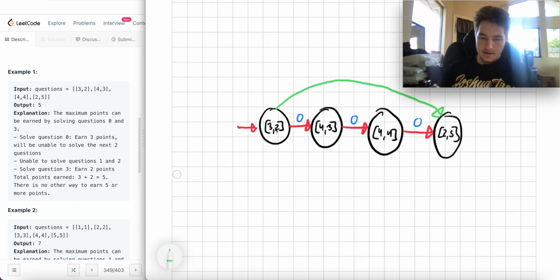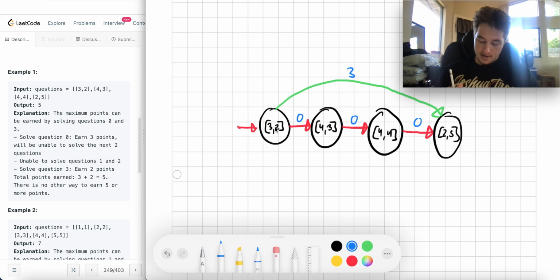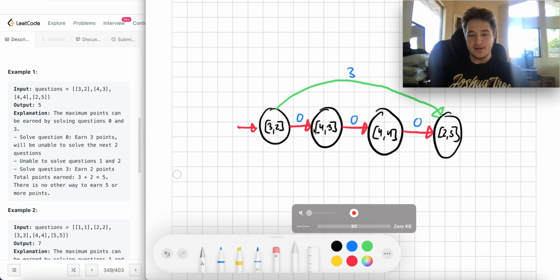Right? If I do that, I get 3 points. So these blue values are the amount of points I get for traversing an edge. If I skip, if I don't decide to take this path, I can take this path, and I would get 0 points. If I decided to execute on this node, and I decided to gather the points, I'd have to skip the next 3 questions.